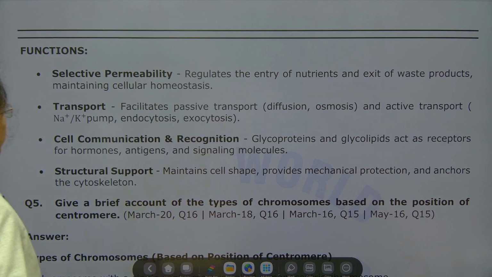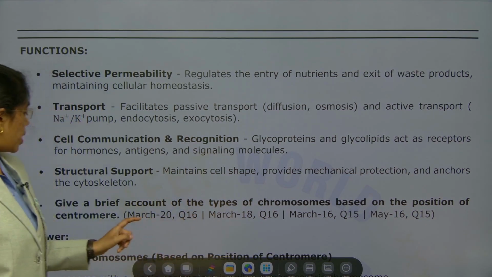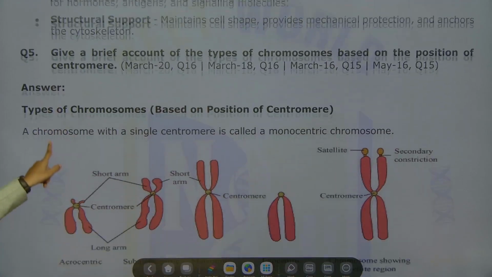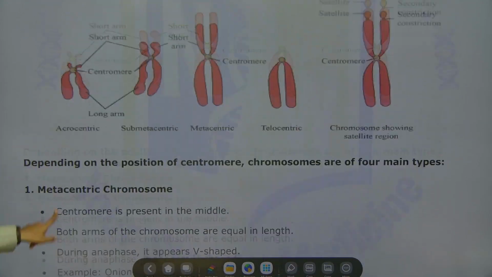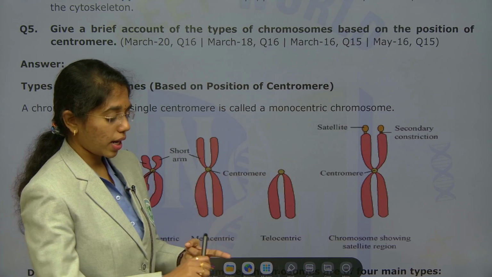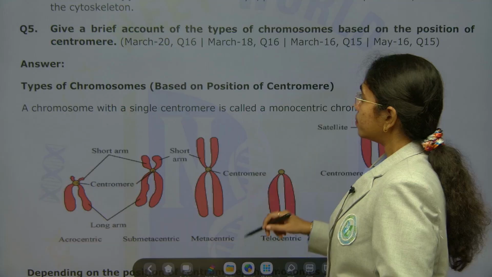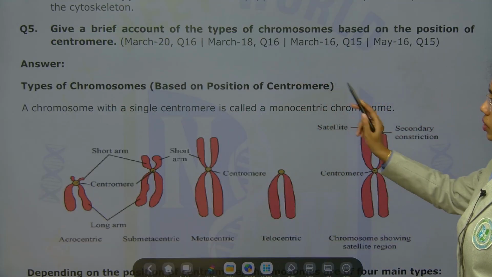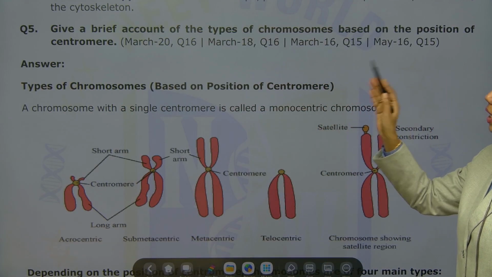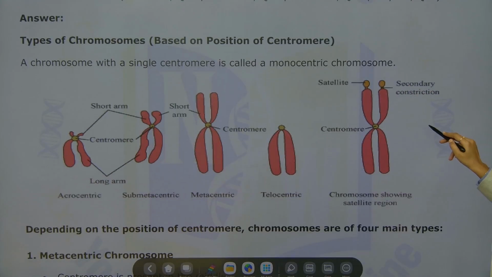Here we go. The question is about types of chromosomes based on the position of centromere, the shapes of chromosomes, which is very important. Even in NEET and NIMSET we got questions many a time. Statement based, and most importantly match the following type of questions. This question clearly appeared in March 2020, 2018, 2016, and May 2016 as well.